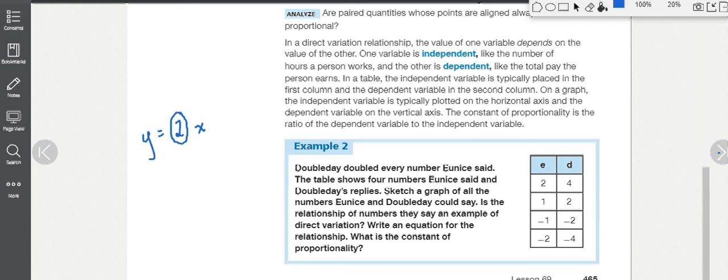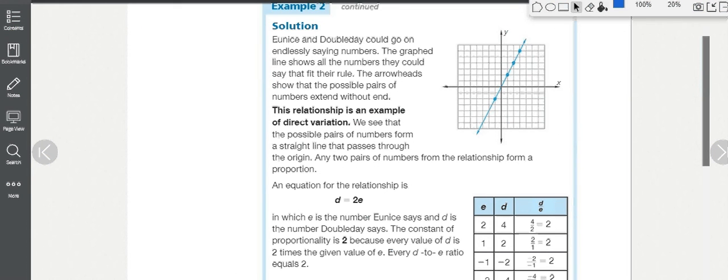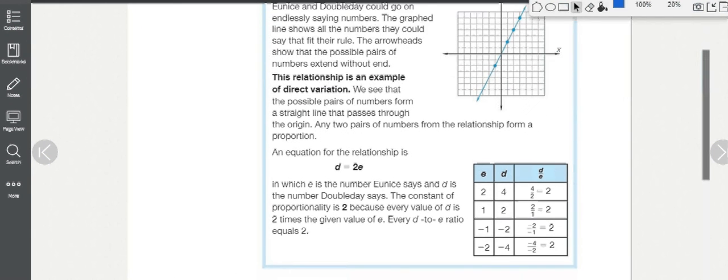If we want to use variables that fit this particular problem, we would say 2 times every number that Eunice says is the number Doubleday says. So that we can clearly identify who's who, we use the first letters of their name. And that's what the graph would look like if we made up a t-chart.